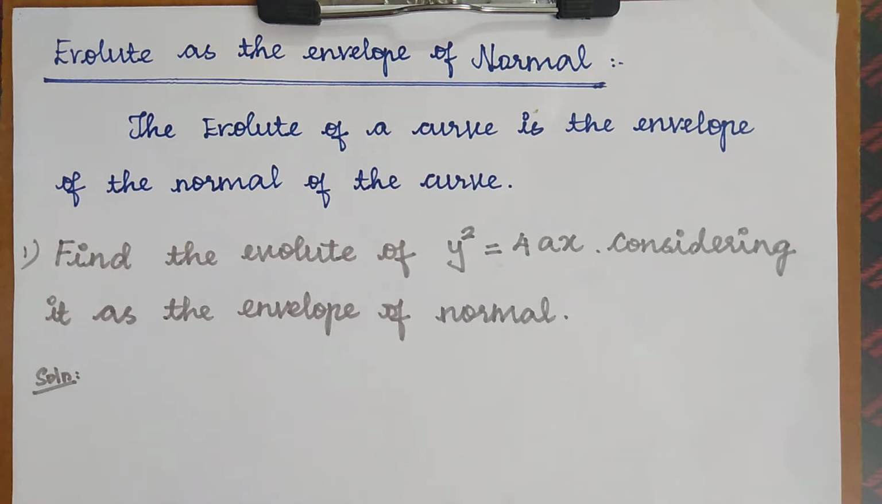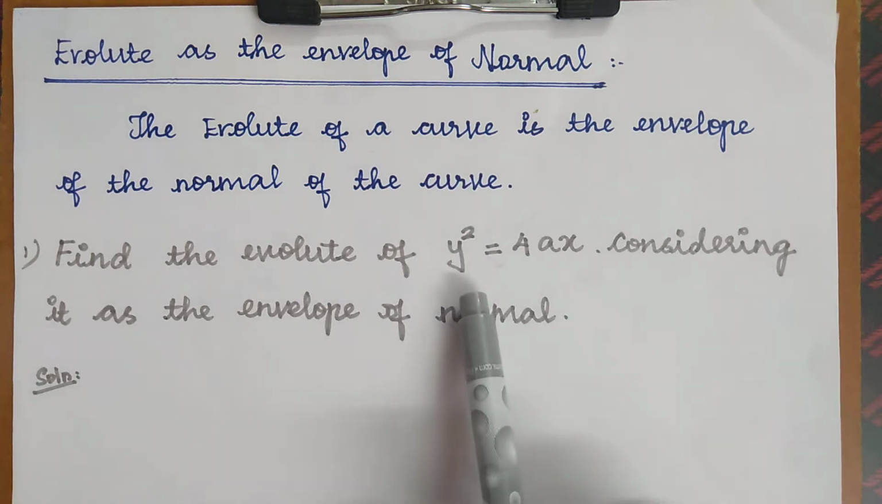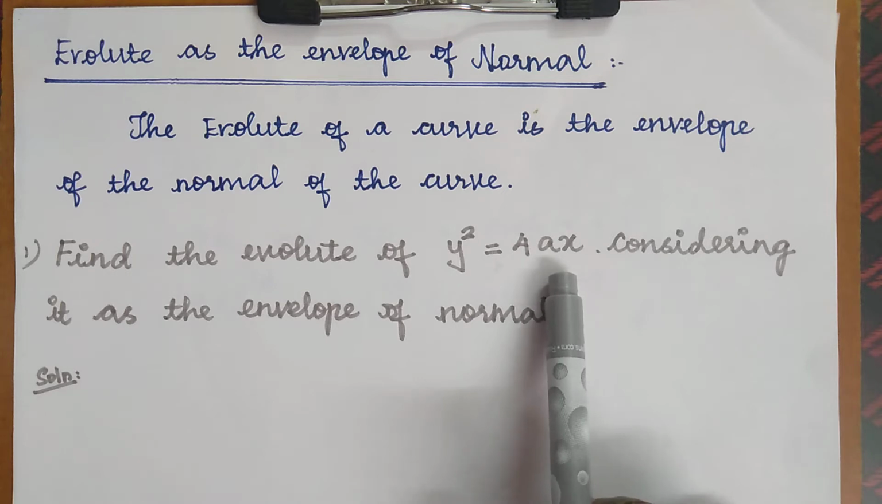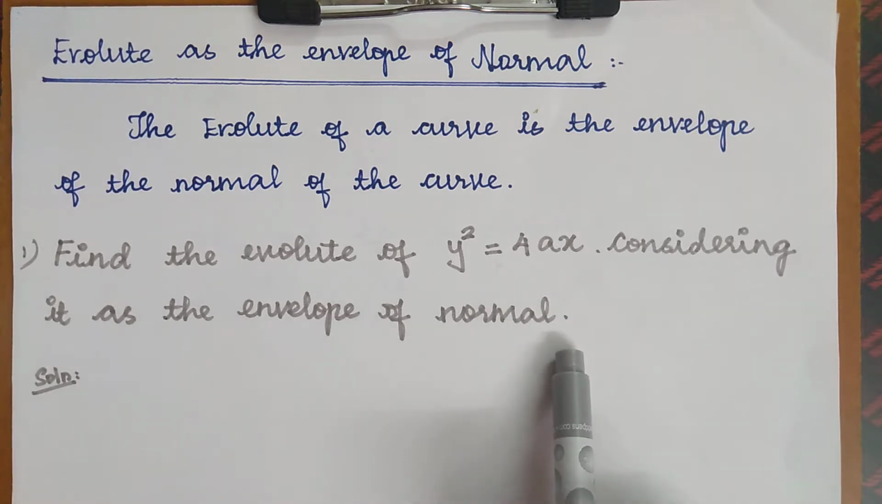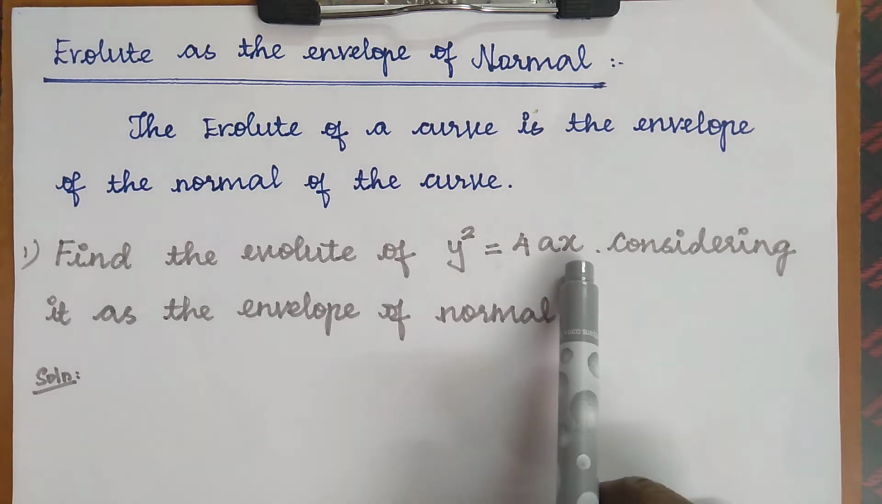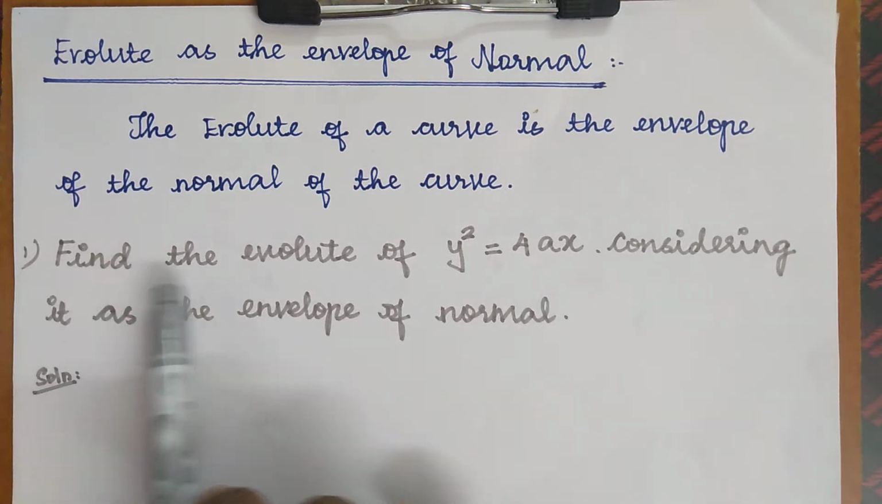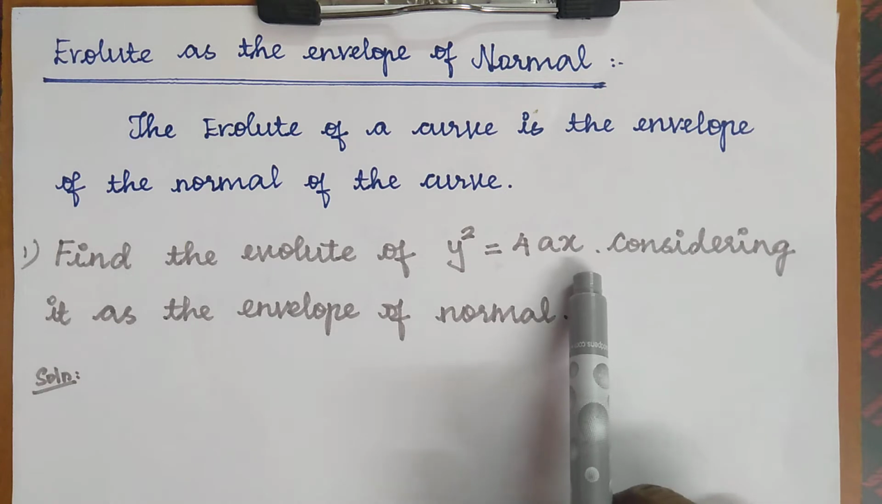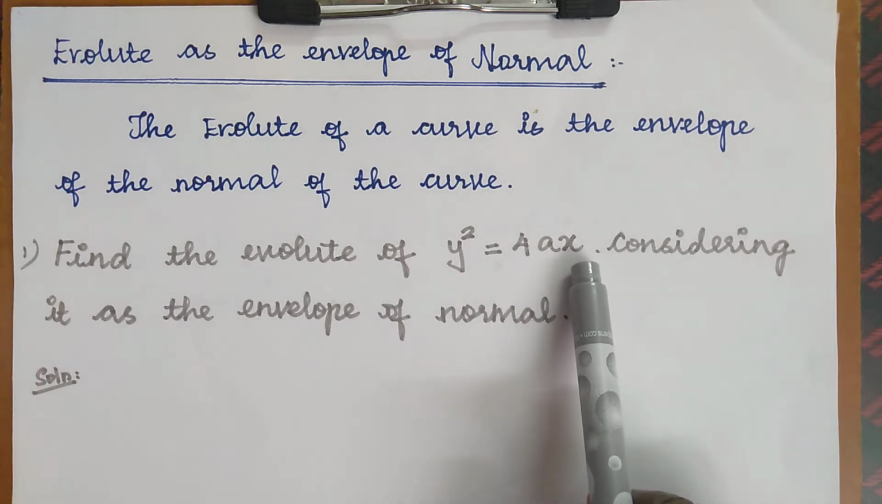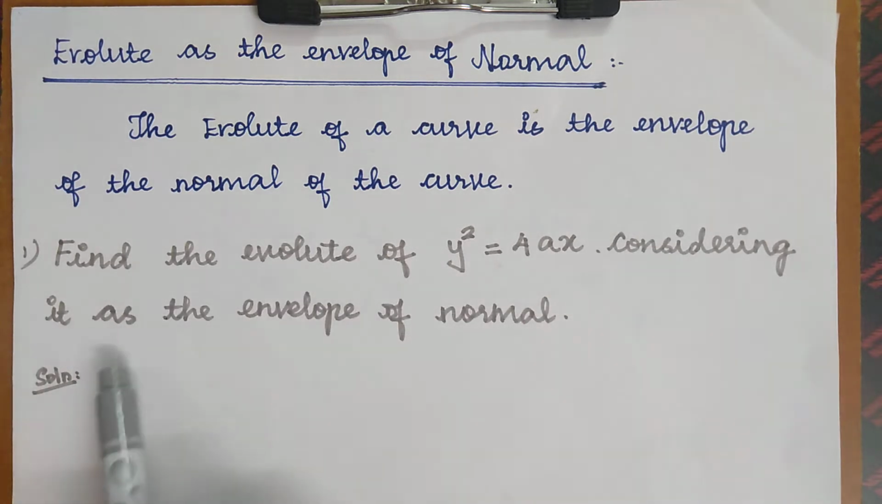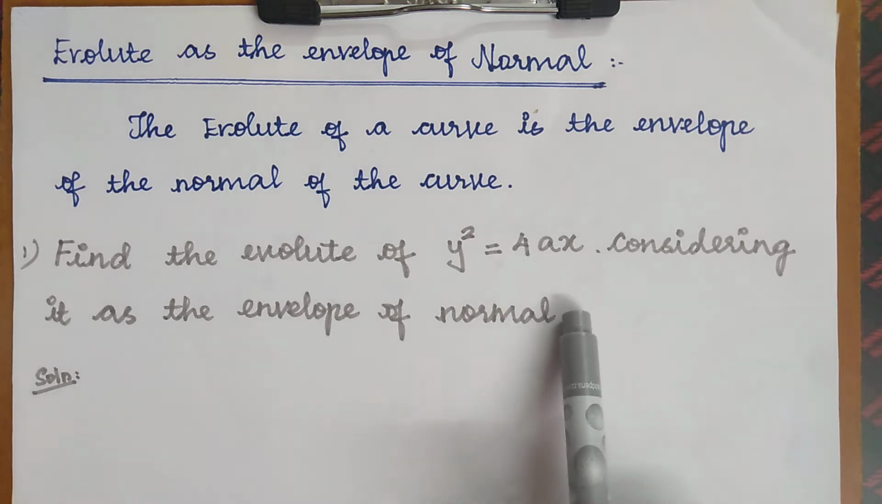So look at the first question. Find the evolute of y square equal to 4ax considering it as the envelope of normal. If the question is only up to find the evolute of y square equal to 4ax, you can do the method we have discussed already. But if the question contains 'considering it as the envelope of normal', in that case we have to do the problem by this method only.